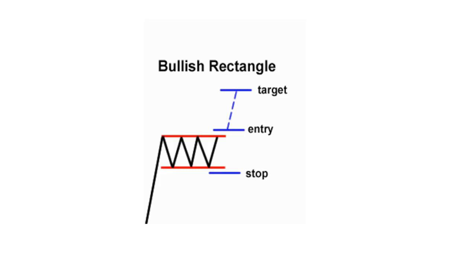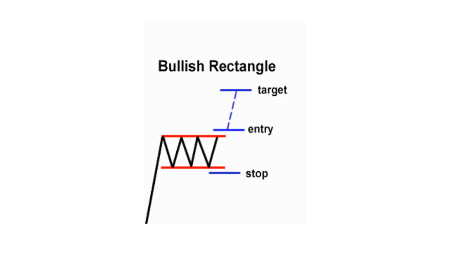Okay, so our next pattern is the bullish rectangle. The bullish rectangle is characterized by the upper and lower trend lines forming the rectangle shape. So traders anticipate that if the price breaks out above this candle, it's a buy for traders.